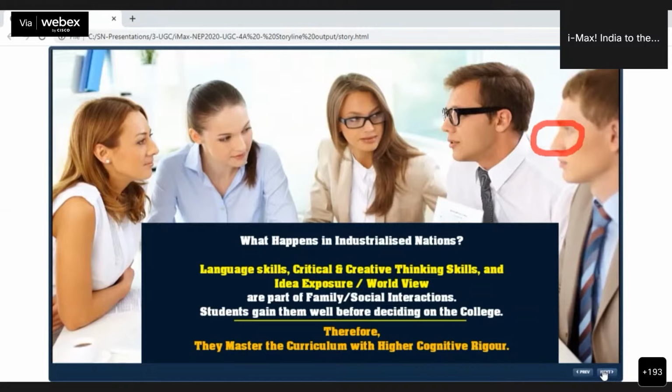But here we... in foreign countries there is a do-it-yourself culture, and they do many things technically before even coming to a state where they need to take a decision on where they have to go for higher education. They will be very clear of that. But here we are not getting that opportunity. So therefore, they master the curriculum with a higher cognitive rigor.